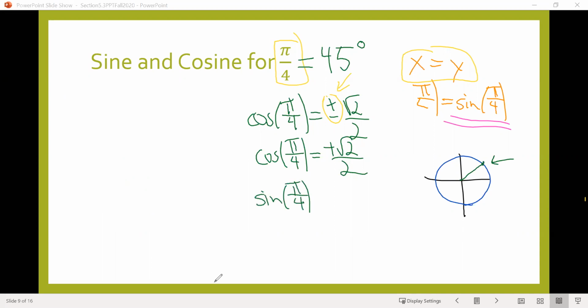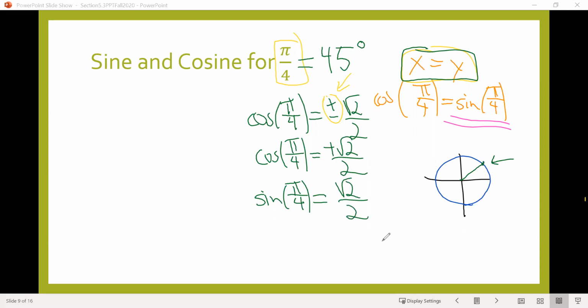Well, recall that for this point I circled up here, x is equal to y, which told us that the cosine of pi over 4 was actually equal to the sine of pi over 4. So since we have cosine of pi over 4 is root 2 over 2, we also know that sine of pi over 4 is also root 2 over 2.